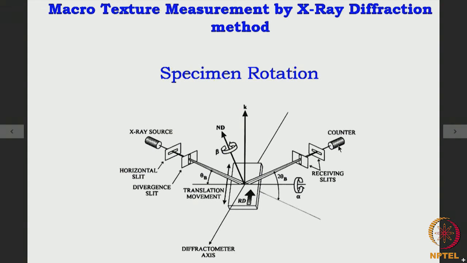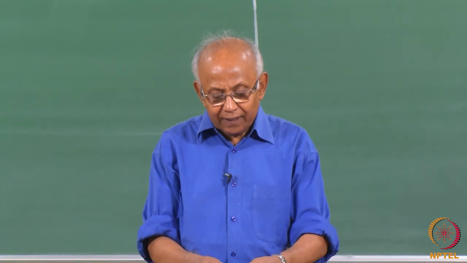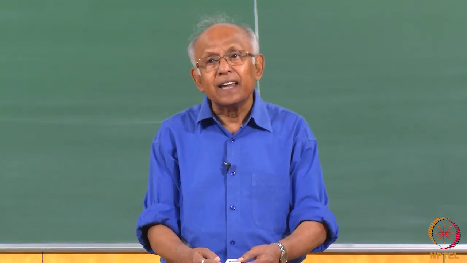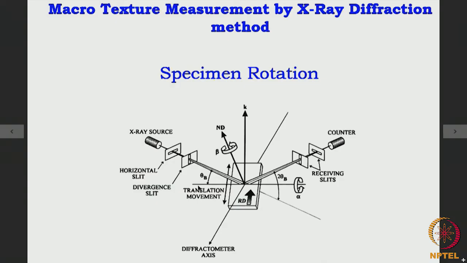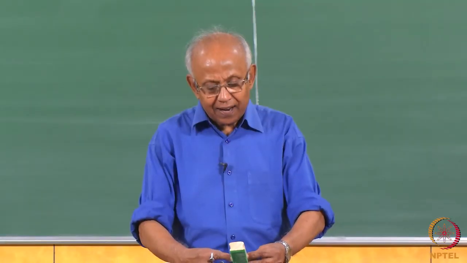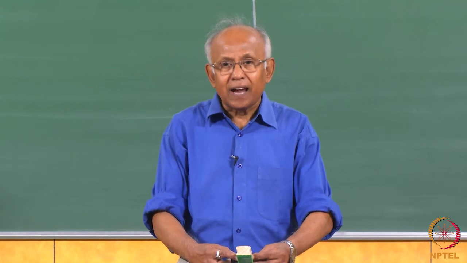So, once it moves in its own plane by 360 degrees, then the specimen is rotated by, say, 5 degrees around this axis. This is the axis I am talking about. So, the specimen is rotated by, say, 5 degrees in this manner. Why do we do this kind of movement?